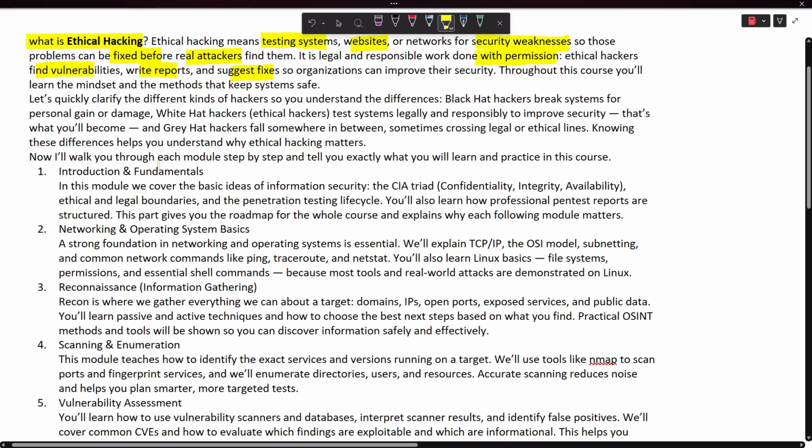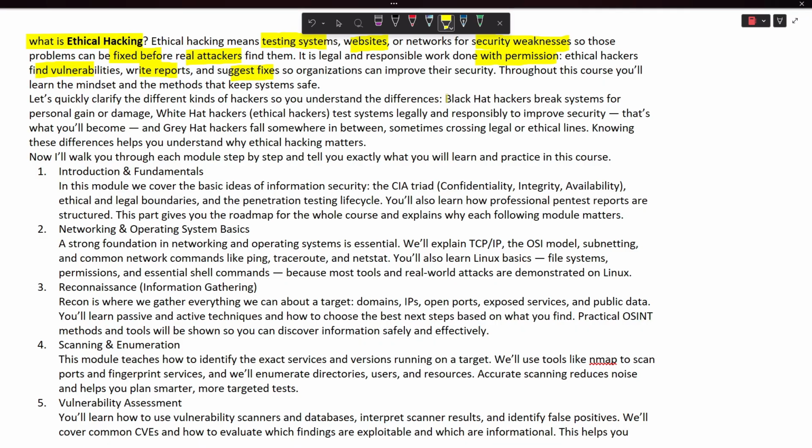So let's quickly clarify the different kinds of hackers so you understand the differences. Well, we know we have multiple types of hackers, but let's explore them. It won't take long. So the first one that we have is the black hat hacker. Black hat hackers break into systems for personal gain or damage. While we have another, white hat hackers, who are also considered ethical hackers. They basically test a system legally and responsibly to improve security. That's what you will become.